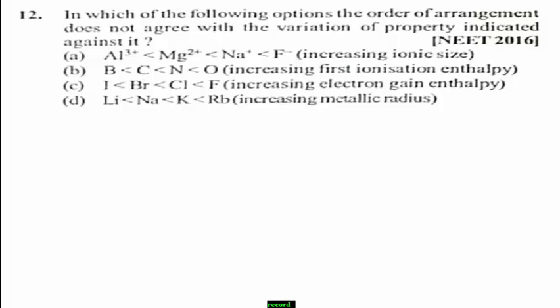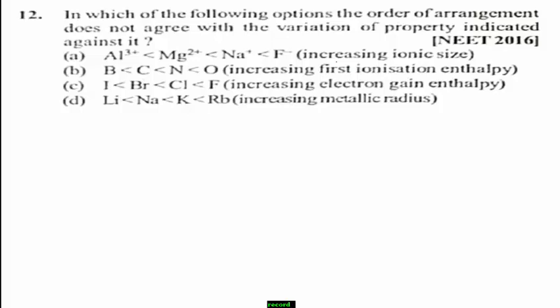Which one is the right answer? Students, the electron gain enthalpy of chlorine is more than fluorine, because in fluorine the added electron goes to the smaller energy level where n equals 2. Hence it suffers significant repulsion from the electrons already present in its shell.